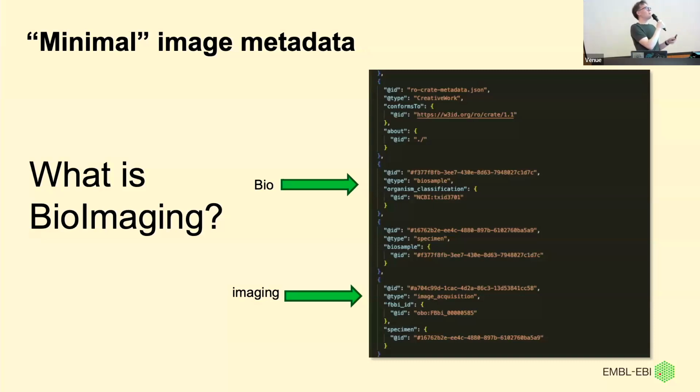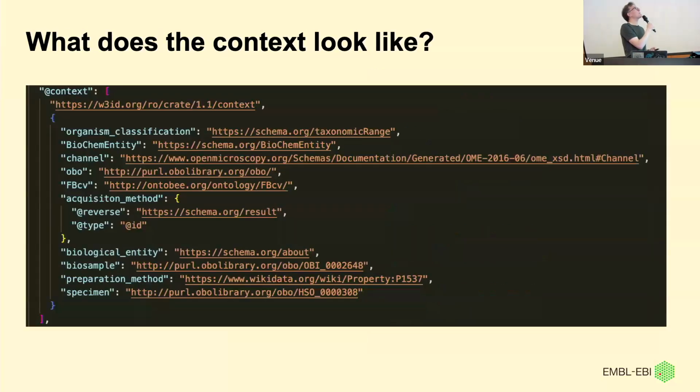So there is some information that describes, in this case, pretty much just the biological organism of what we were describing, you get taxonomy, and then something that describes the imaging method. And that's kind of it for the most part. And I'll talk about where we get the minimal at the end.